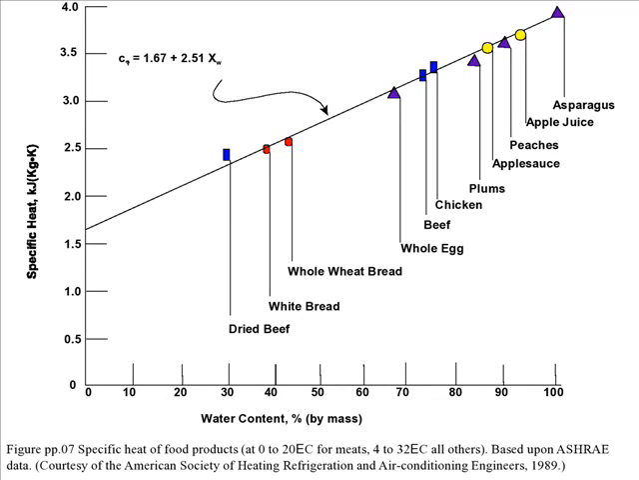Here is a diagram of specific heat of food products based on ASHRAE data. And so you see that there's somewhat of a linear relationship between the water content by mass and the specific heat. At the lower end of the scale, you see foods such as dried beef and white bread. At the top of the scale, you see things such as peaches, apple juice, and asparagus. And you can see that there's a relationship between the specific heat and the water content, which is X sub W.